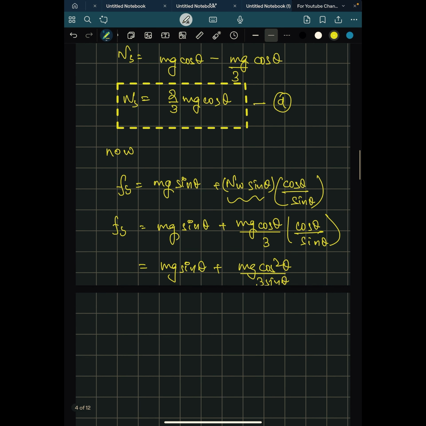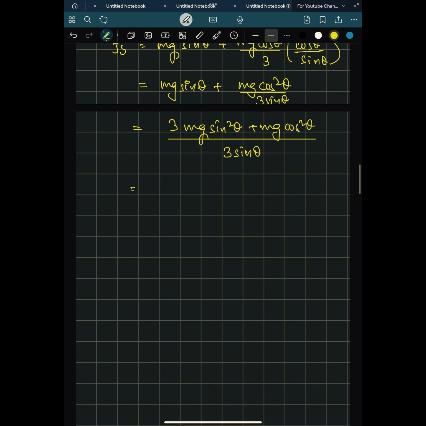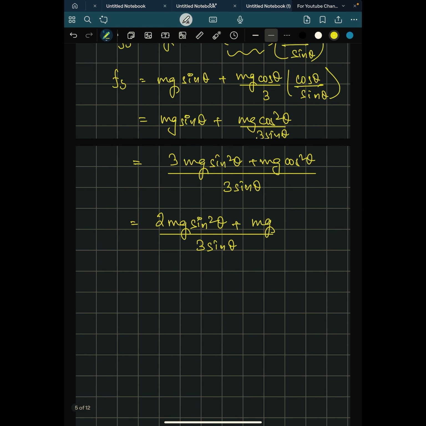Okay, so again simplifying this, we get 3 mg sin square theta plus mg cos square theta by 3 sin theta. All right, so it will be 2 mg sin square theta plus mg, right, by 3 sin theta, right? Am I missing something? I think no. So we have identified the form of Fs as well.